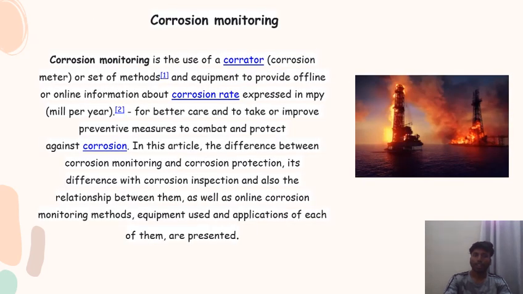Next one is corrosion monitoring. Corrosion monitoring is the use of a corrosometer or a set of methods and equipment to provide offline or online information about corrosion rate, expressed in MPY, mils per year, for better care and to take or improve preventive measures to protect against corrosion. In this article, the difference between corrosion monitoring and corrosion inspection, and also the understanding between them, as well as online corrosion monitoring methods, equipment used, and applications of each of them are presented.